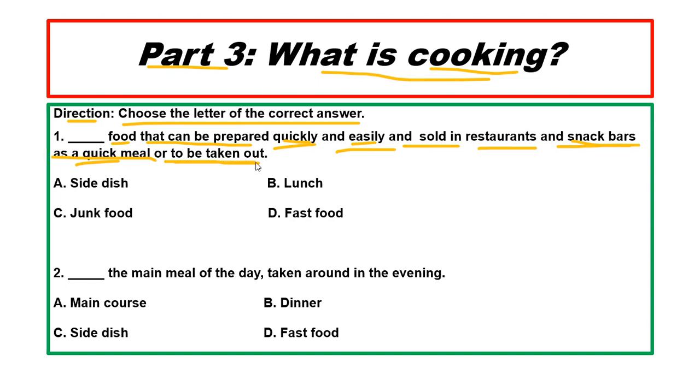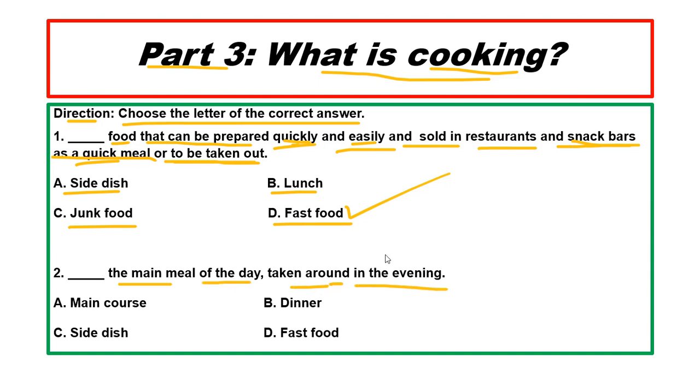So what do you think about that one? Letter A, side dish. Letter B, lunch. Letter C, junk food. Or letter D, fast food. So from the word quick, that is a fast food. Okay, don't forget. Okay, next, number 2.